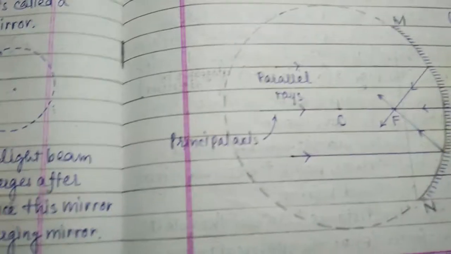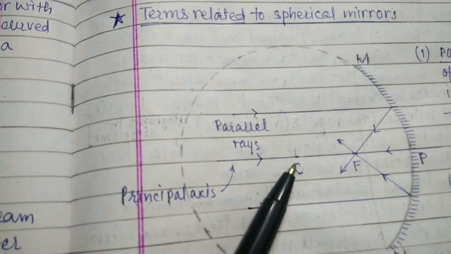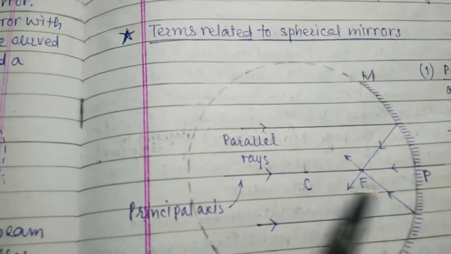Here in the diagram, this is P and this is C. So this distance PC is called the radius of curvature.